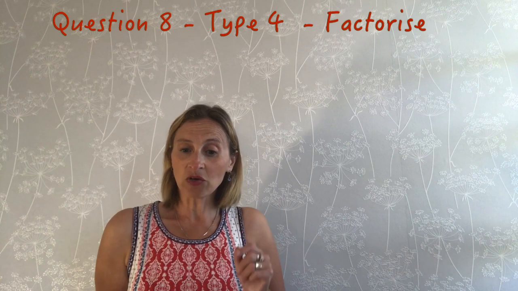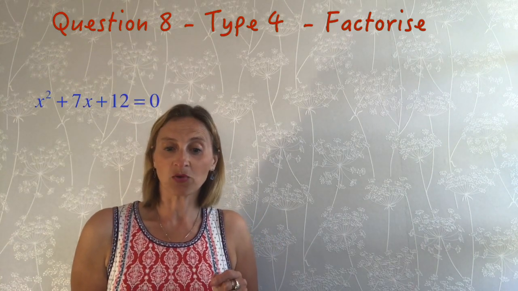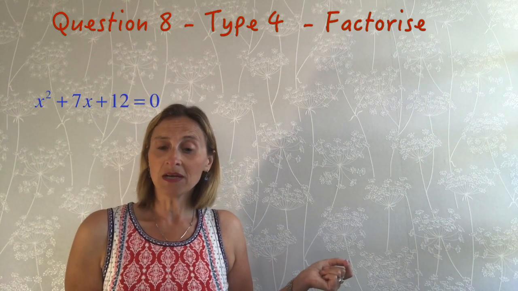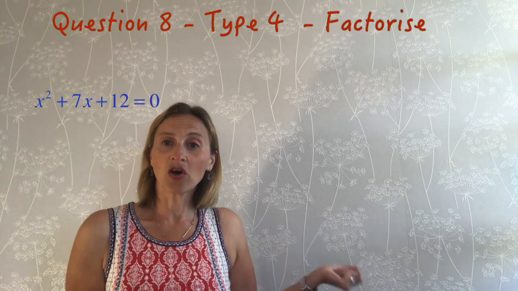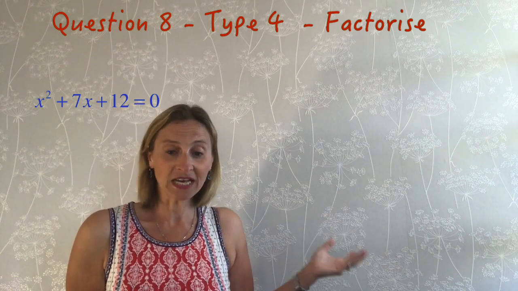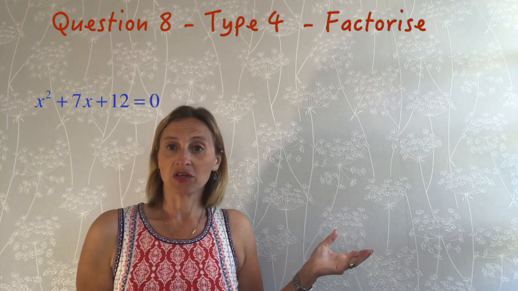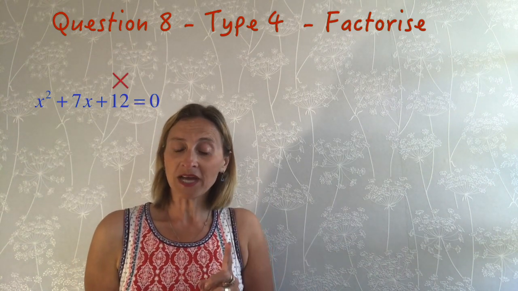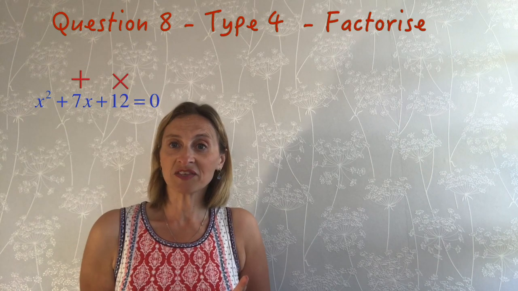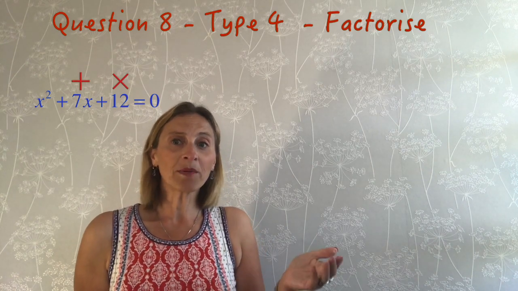Question number 8. These are the ones that you need to factorise first. So let's have a look at one. x squared plus 7x plus 12 equals 0. We have an x squared, we have an x term, we have a constant term, and of course, as it has to, it equals 0. Now we need to factorise first. So we're looking for a number that multiplies to give 12 and adds to give 7. What do we get? What multiplies to give 12?